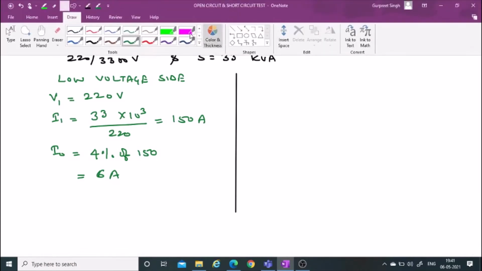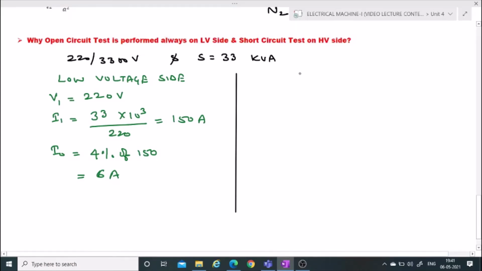Now doing the same calculation for high voltage side. High voltage side.